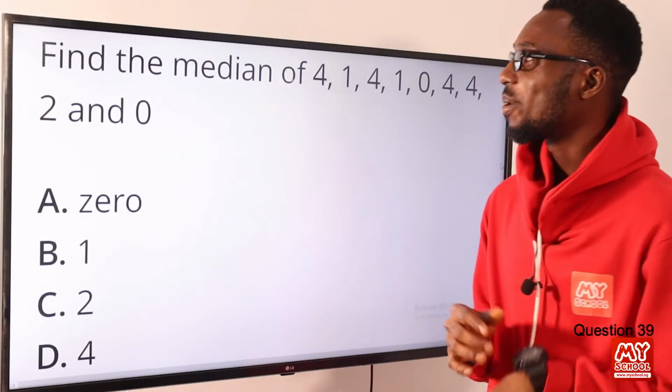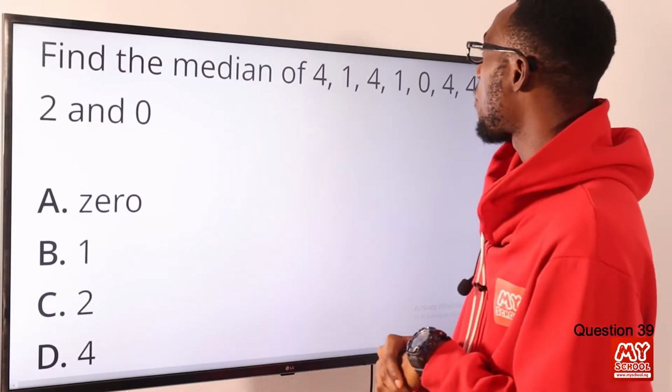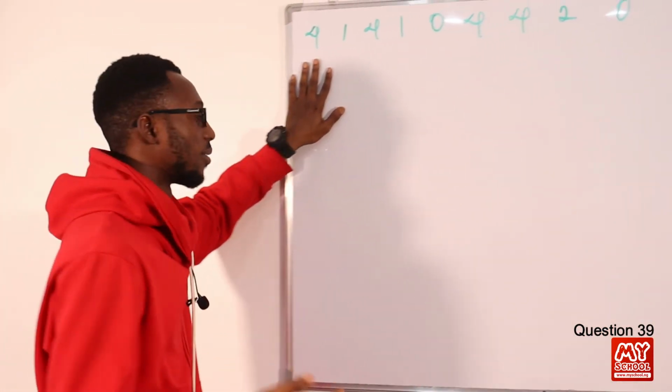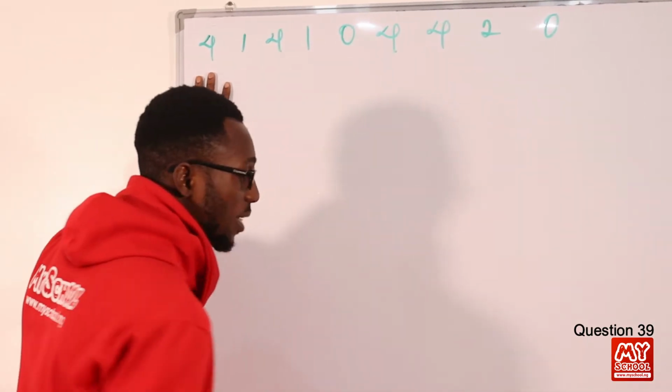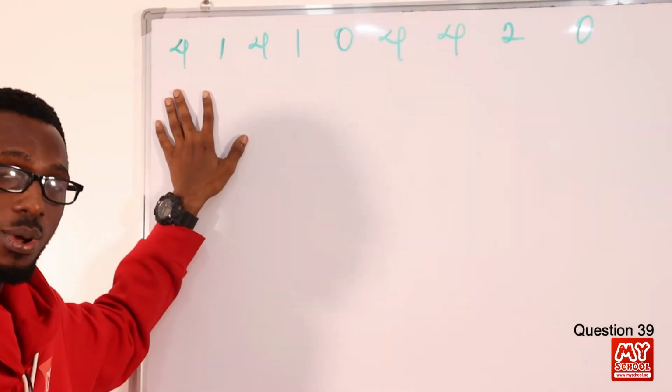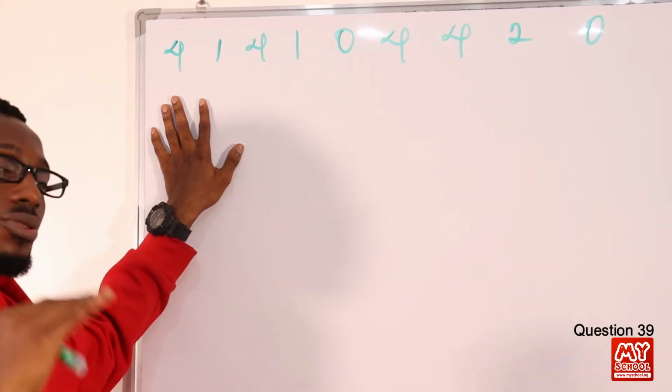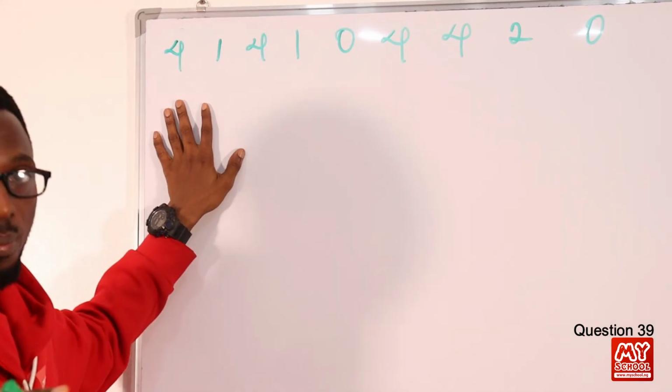39. So find the median of this set of numbers. All right, so I've replicated these numbers here, without the comma. So finding median, for ungrouped data like this. At first, you need to rearrange in ascending order, from the smallest to the highest, or to the biggest.